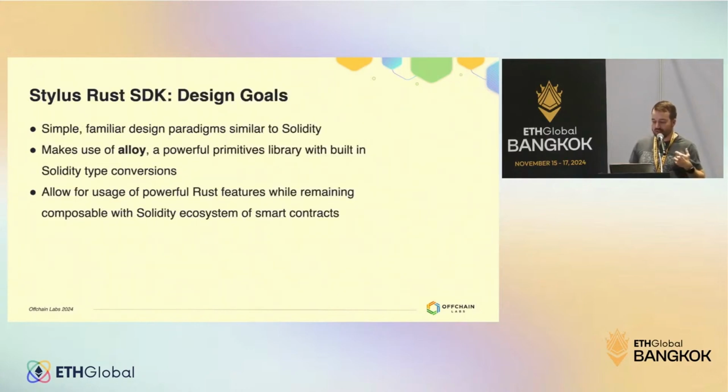We do make a lot of use of macros in our SDK, and I'll go over some of those in just a second. Okay, so we wanted to do simple design patterns with our Stylus Rust SDK. We made use of Alloy, which is a primitives library that gives you access to swap between Solidity-compatible values and Rust-compatible values. And I'll show you that in just a second.